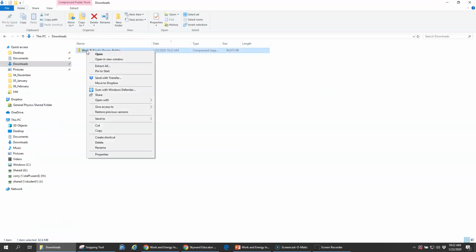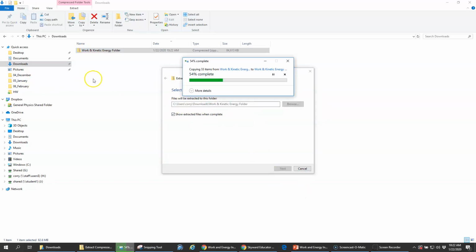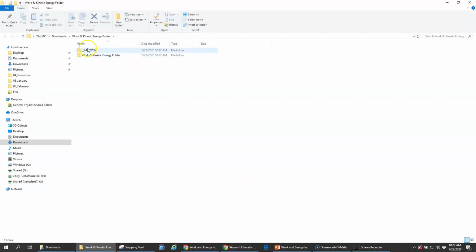I want to right click on this and then say extract all. It'll ask where do you want to do that? I'm just going to keep it in the exact same place and then extract it. That'll take a second. And now I have the unzipped version of this. It took me right into it. So if I go back, there's the zipped, there's the unzipped.